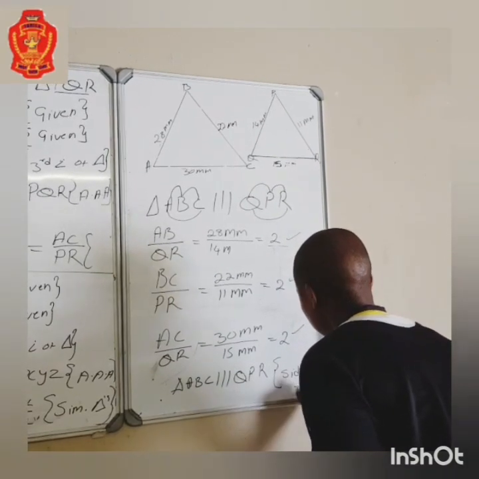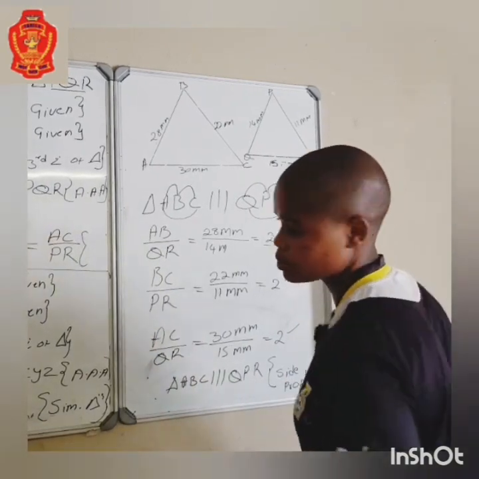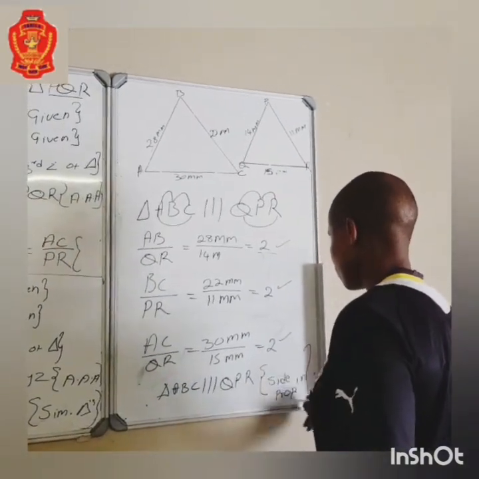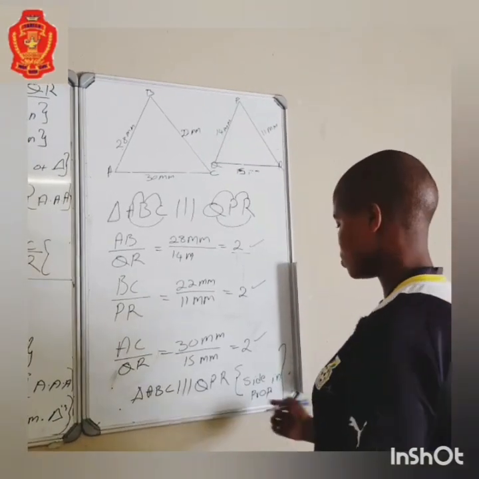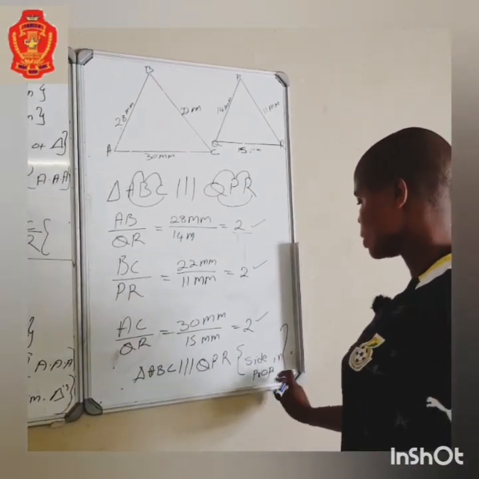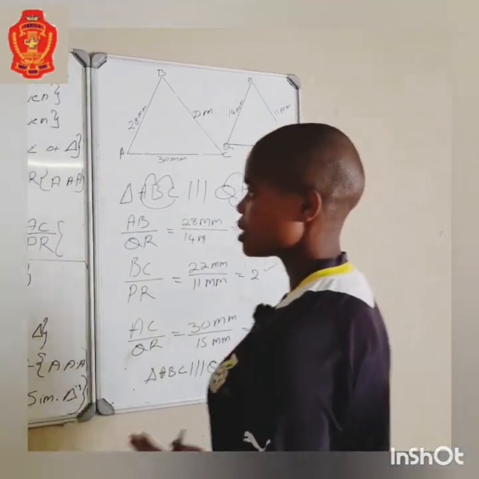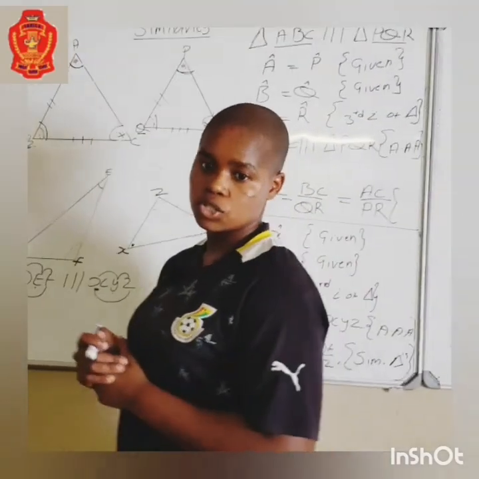Sides in proportion. So I'm just going to write prop. Then I know that you are saying proportion. That's very nice about mathematics. You don't have to write words in full. So just say sides in prop, then I know you mean sides in proportion. So basically that's that about similarity today.